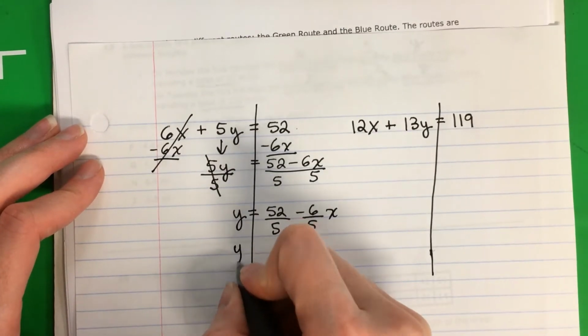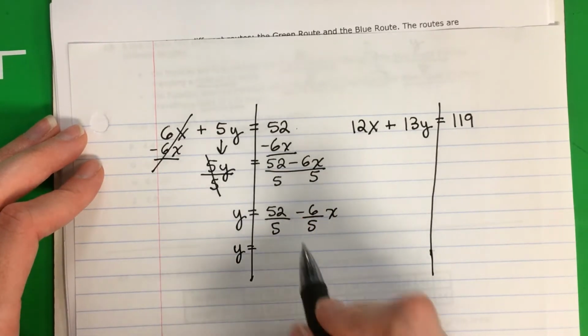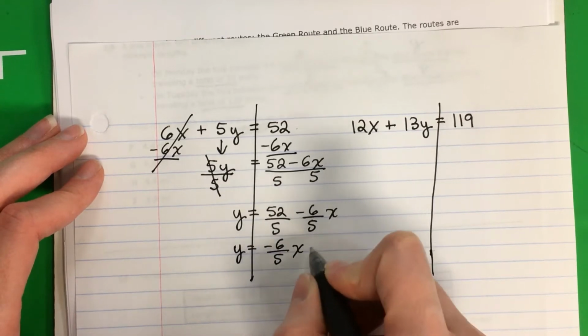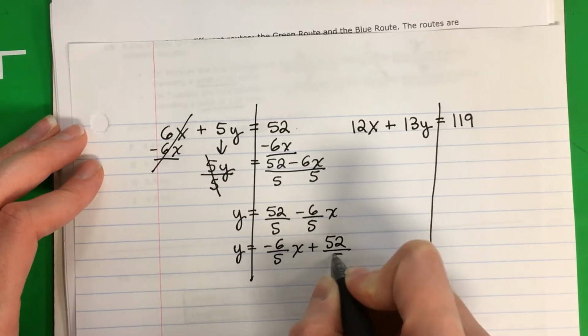And we are going to switch. So y equals, we're going to switch. That's a negative 6 divided by 5 x, and that's a positive 52 divided by 5.